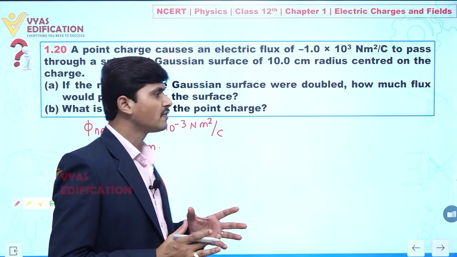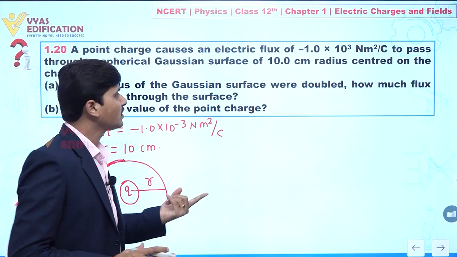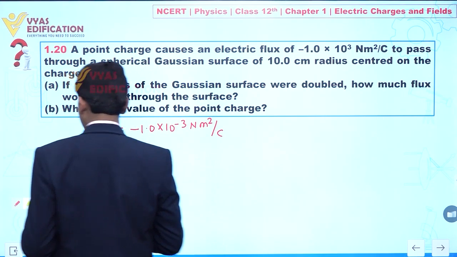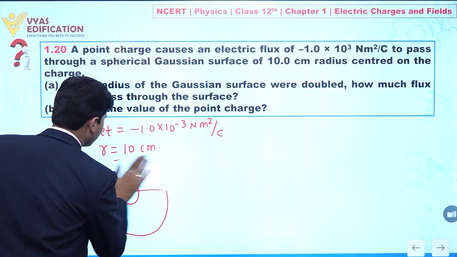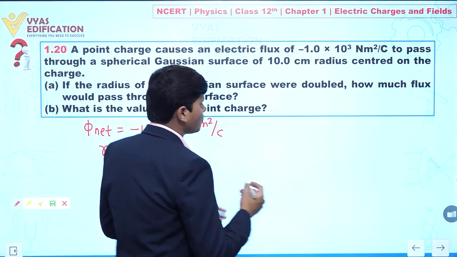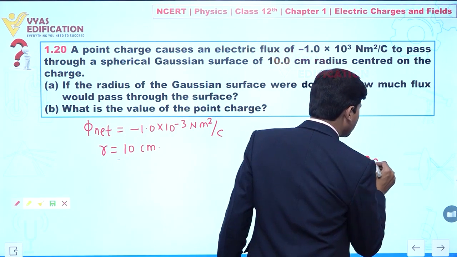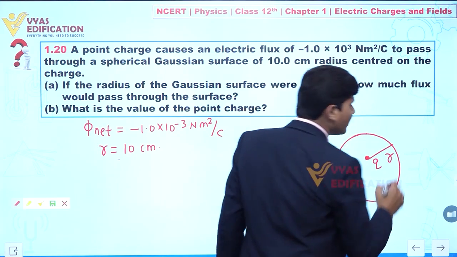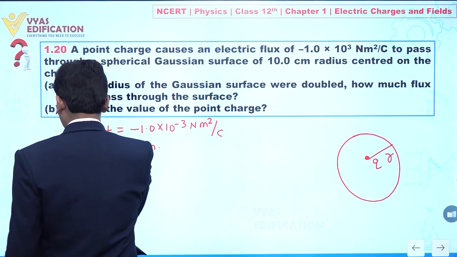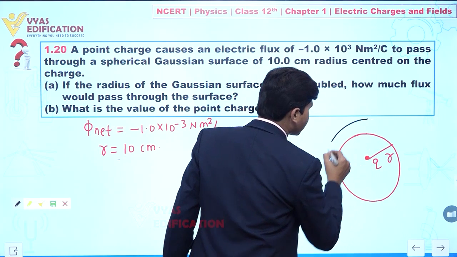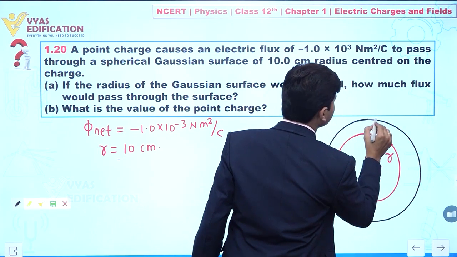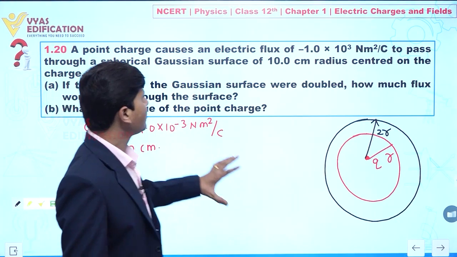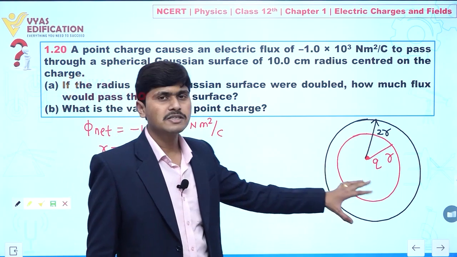Now in this question, the value of r is doubled, and we need to find how much flux would pass through the surface. So what is the situation? Listen carefully, I am again drawing this diagram. Let's suppose this is a point charge q. Initially we have a Gaussian surface like this, having radius r. Now let's suppose the radius is doubled, so it becomes like this, and this is twice r. Our objective in this question is to find how much flux would pass through the surface when its radius is doubled.